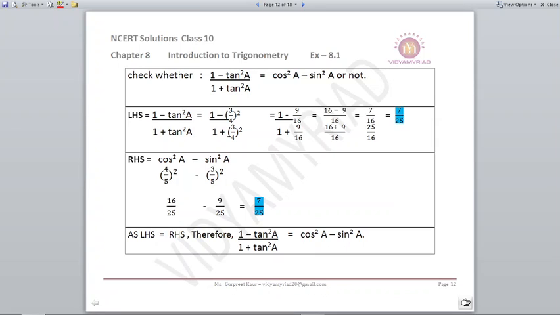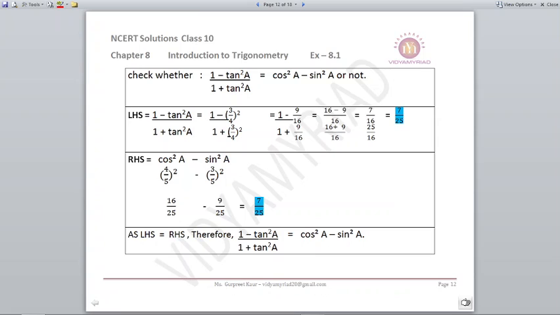Now what is the value of tan A? It is 3 upon 4. Since it is in a square form, we will make it 3 upon 4 the whole square. Same way in the denominator, it is tan square A, so we will make 3 upon 4 the square. 3 upon 4 square means 9 upon 16. Taking the LCM, solving it, 16 gets cancelled. So your answer comes out to be 7 upon 25.